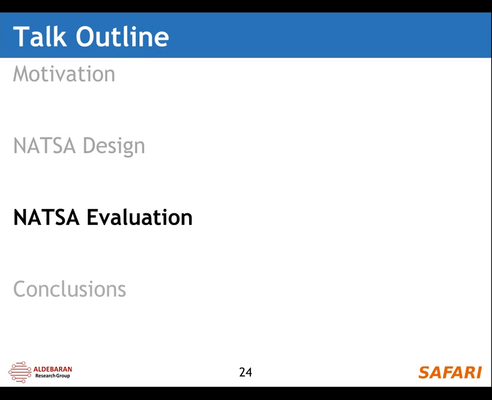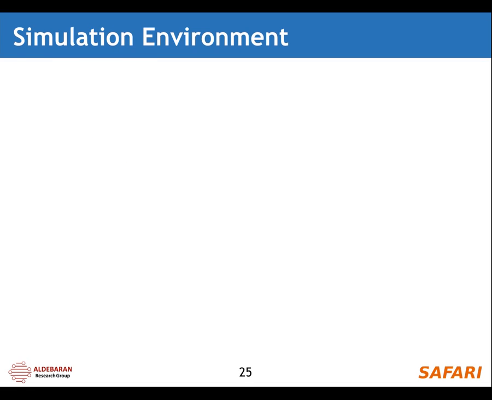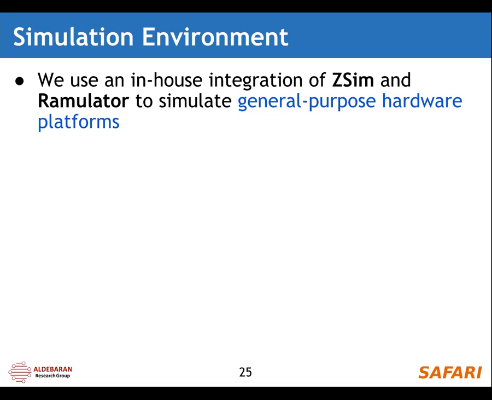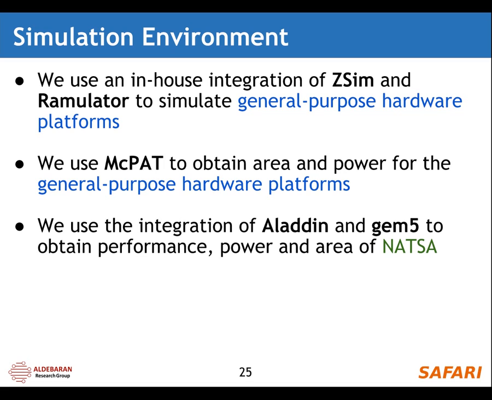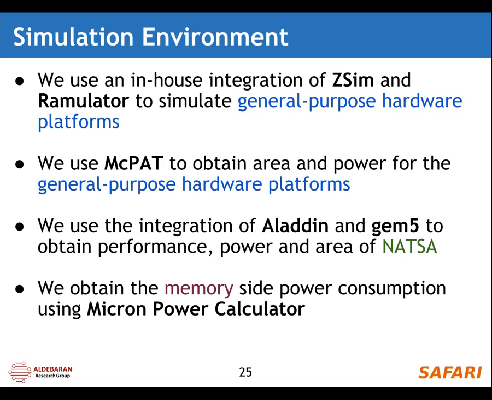Let's move to the evaluation. We use an in-house integration of ramulator and gem5 to simulate the general-purpose hardware platforms. We use McPAT to obtain area and power for the general-purpose hardware platforms. We use the integration of Aladdin and gem5 to obtain performance, power and area of NATSA. And finally, we obtain the memory side power consumption using Micron Power Calculator.